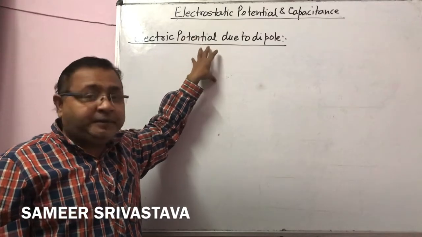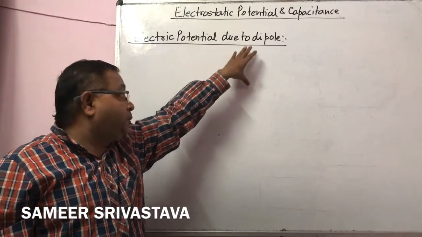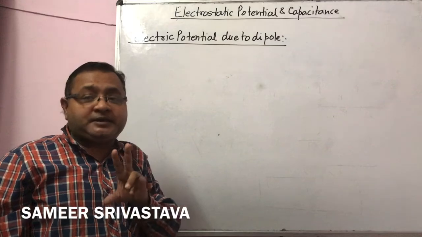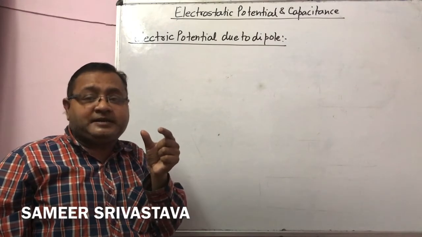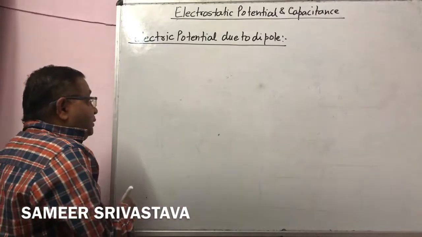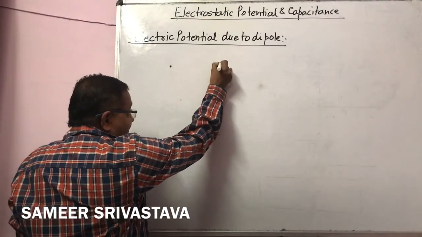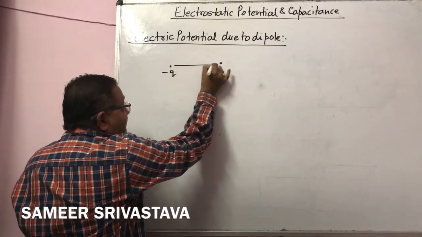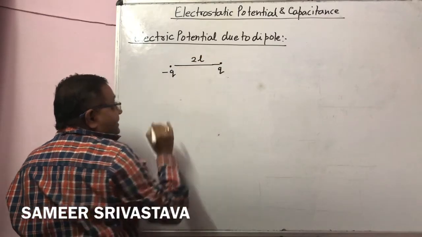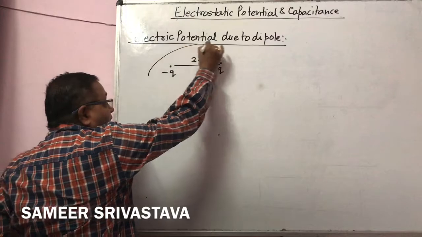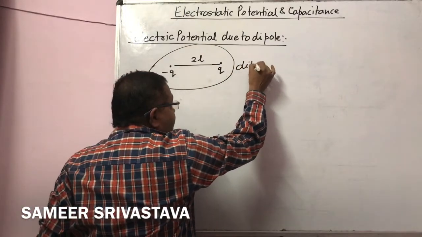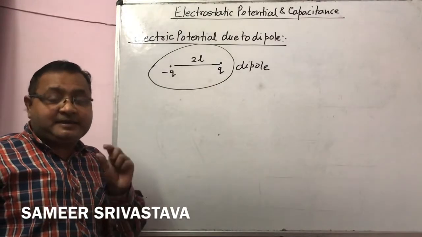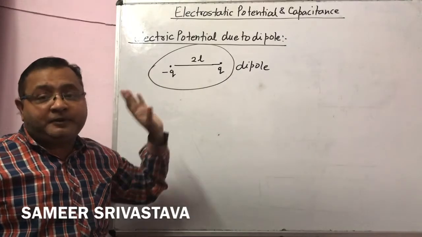First of all, start this topic. I again remind you what is the dipole and what is the dipole moment. What is the dipole? When two equal and opposite point charges are separated by a small distance, they form a dipole. This is called a dipole.